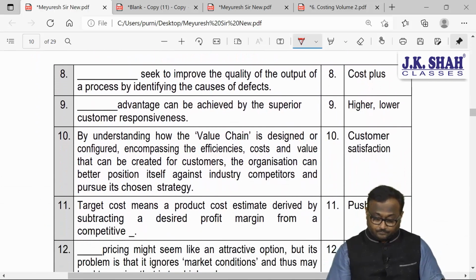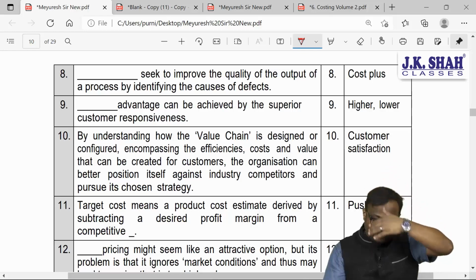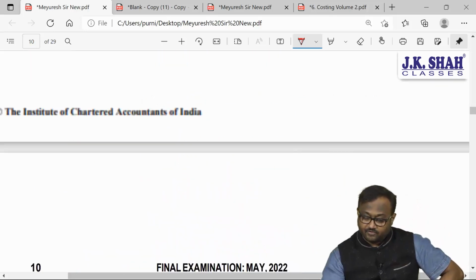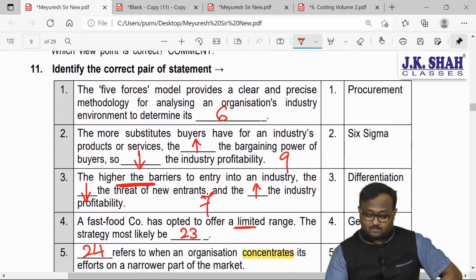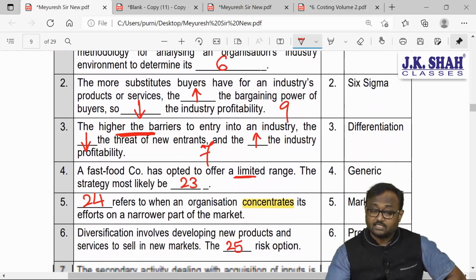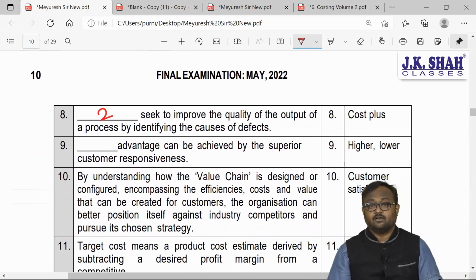Eighth one. Dash seeks to improve the quality of output. Dash improves the quality by identifying defects. I think it should be Six Sigma, no? Six Sigma is a technique where you identify the defects.